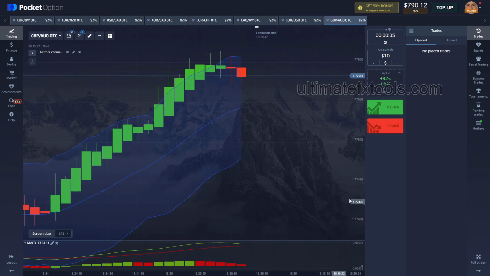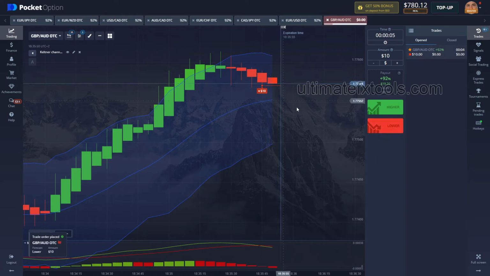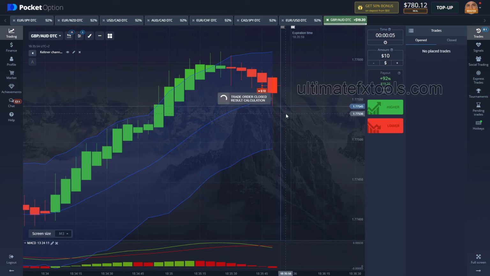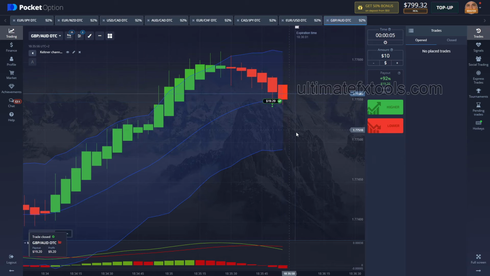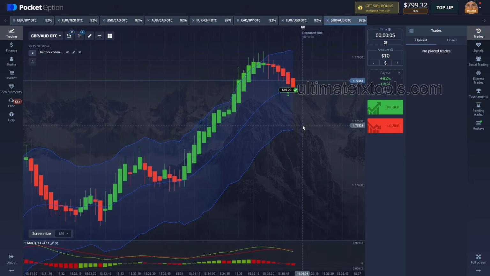GBP AUD is close to our strategy. Let us wait for the two lines to cross each other. Let us go for a down. Amazing. Good strategy.